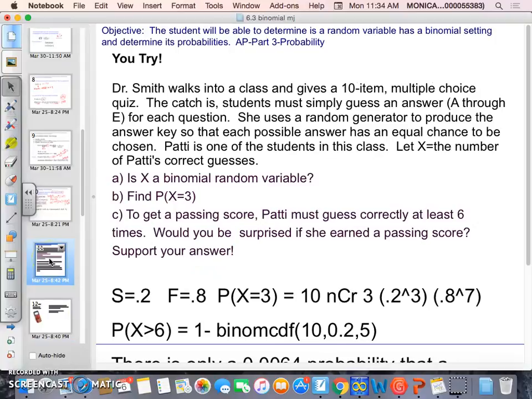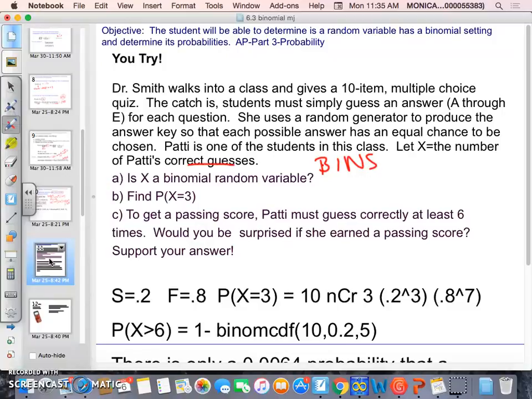Okay, so you guys can go ahead and try this one. First of all, you want to know, is it a binomial variable? To test this out, you're going to look for BINS. First, is there a yes and no solution, or success and failure? It looks like Patty's going to guess correctly or not. And then, is it independent? Yeah, because it doesn't matter if she chose A for number 1, it's not going to impact what she's going to choose for number 2.